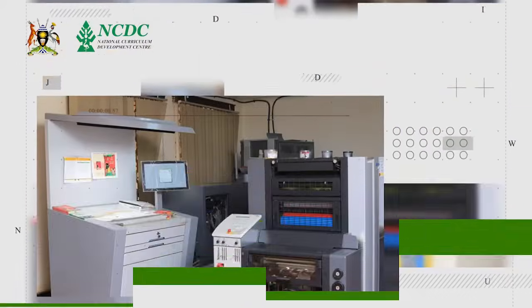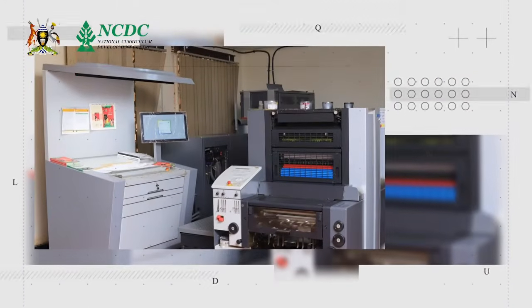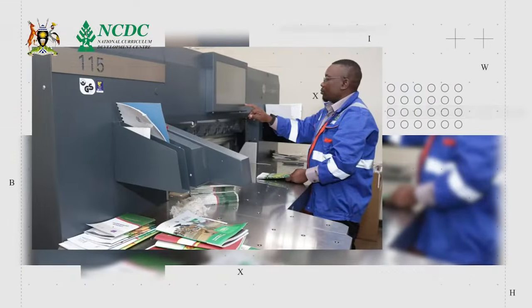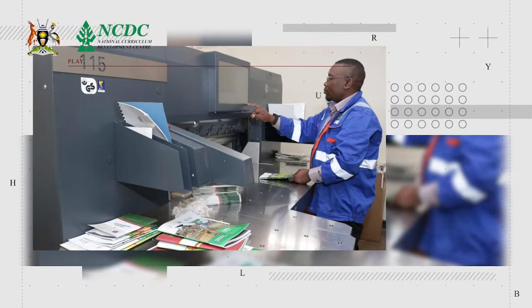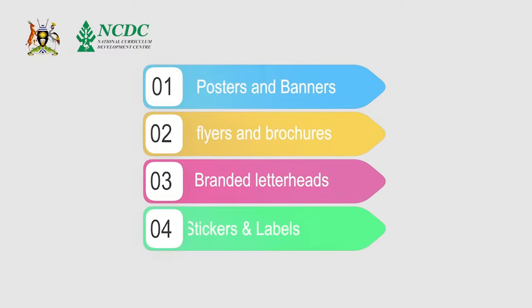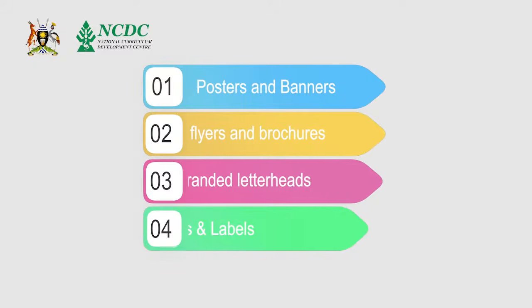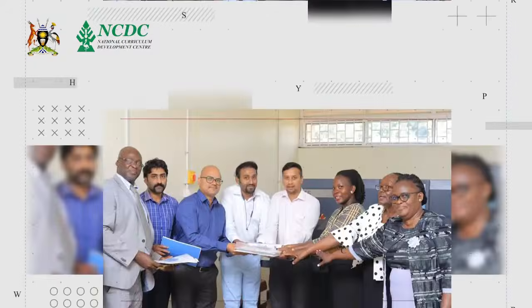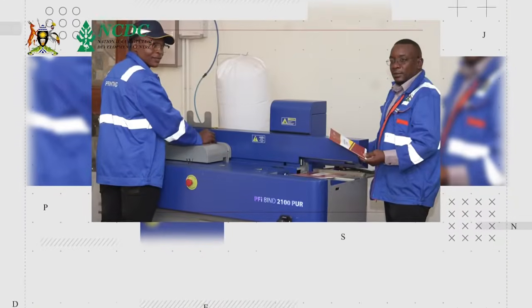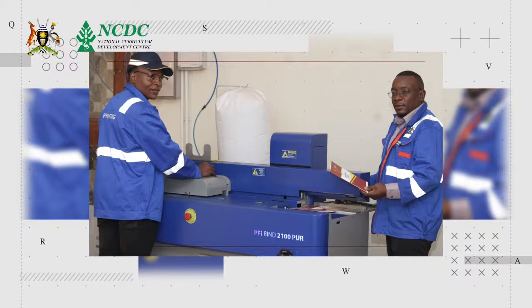Beyond curriculum materials, the unit also provides commercial printing services to the public, guaranteeing high quality, quick turnaround, and competitive pricing. Our services include posters and banners, flyers and brochures, branded letterheads, stickers and labels, and much more. With precision, efficiency, and professionalism, the print and production unit brings ideas to life in print.